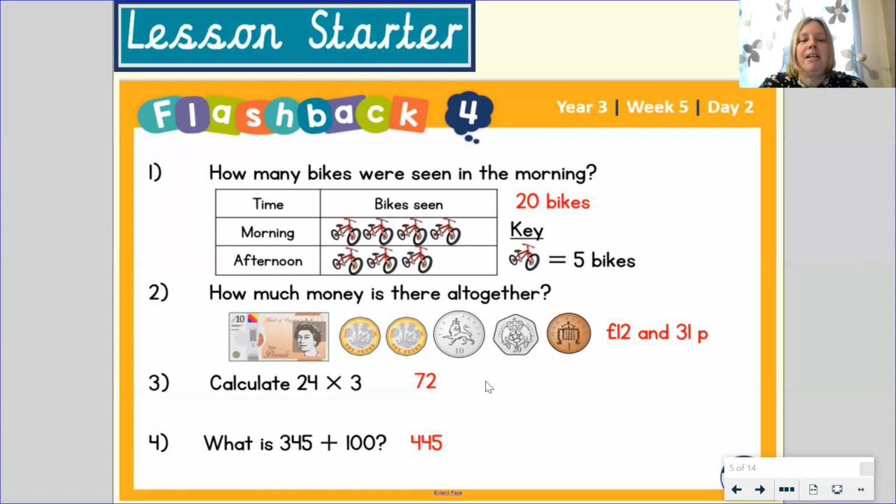24 times 3 is 72. 345 add 100 is 445. What did you notice about the hundreds column in that question? That's right, our hundreds column changed because we were adding 100.